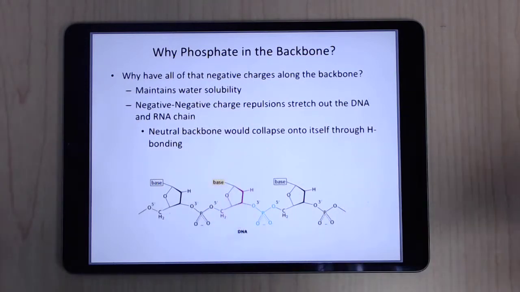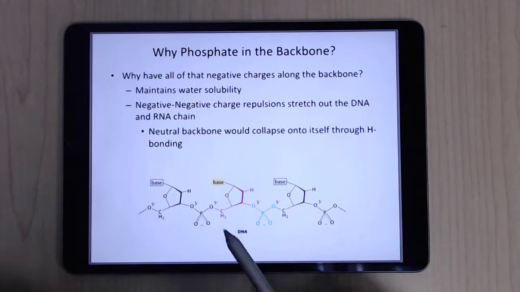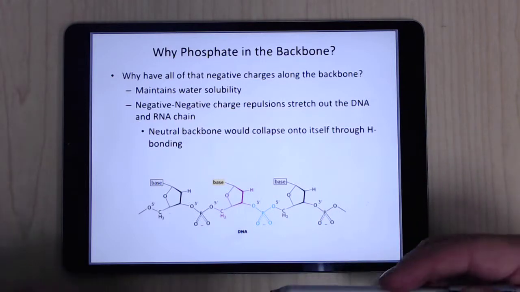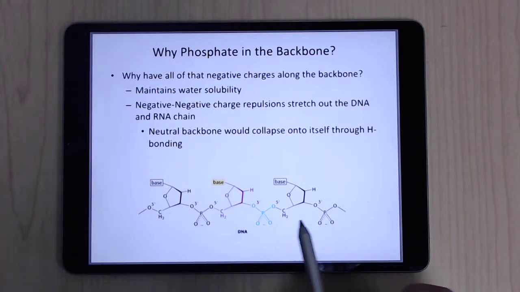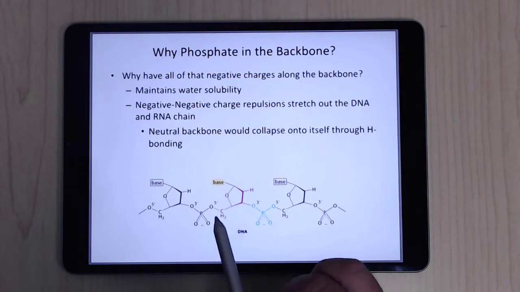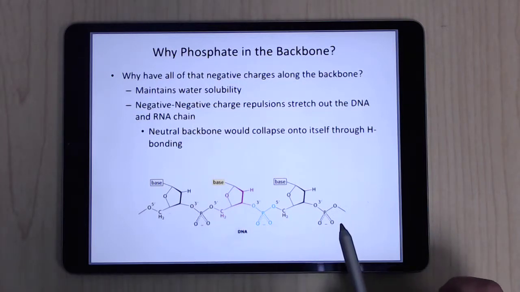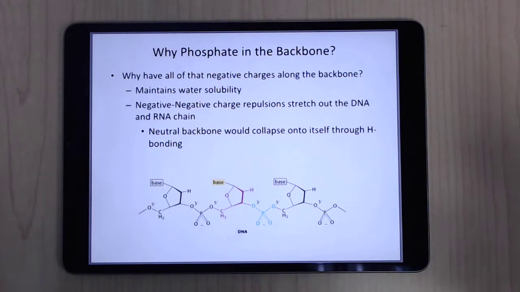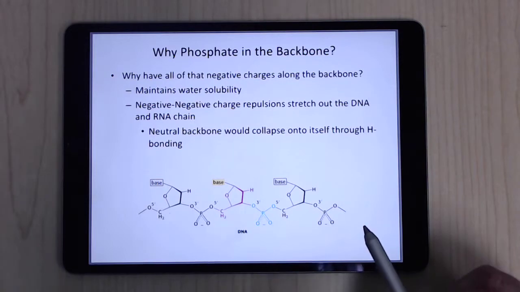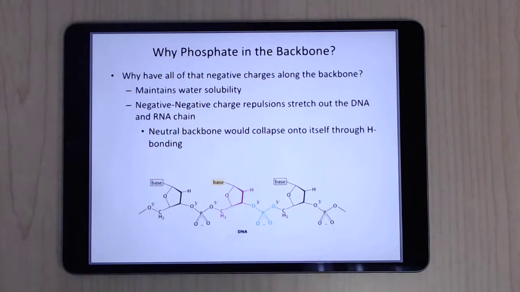it actually forces the molecule to be out, right? It's just like having a bunch of north magnets trying to put together. They're going to repulse. And so by having this, it stretches out the molecule, okay? People have actually gone in and made these neutral, so there's no charge to them. And what happens is it just collapses. It does this great hydrogen bonding thing, and it all just kind of collapses on itself. But by putting the phosphates there, you can help stretch it out.